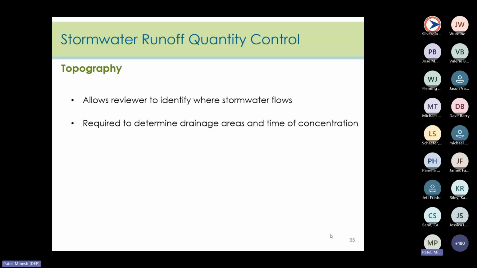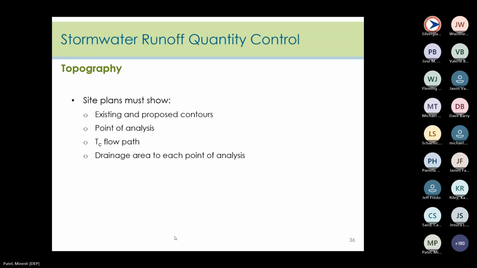So let's begin with taking a look at topography. Topography is very important in identifying where the stormwater flows, and it's required to determine drainage areas and the time of concentration. Reviewers should be able to find the topography information on the plans and make sure that it's accurate. This, in some cases, may even require the reviewer to physically see the site as well.